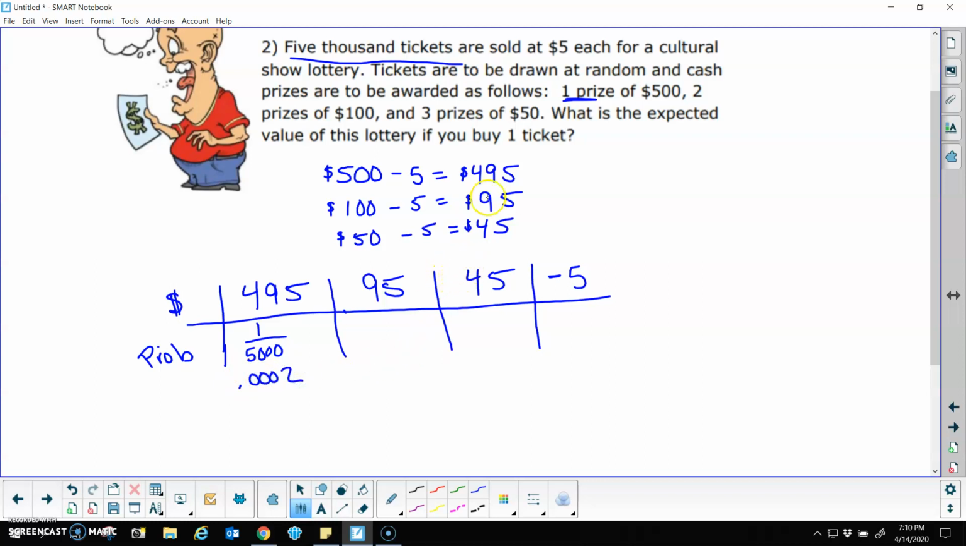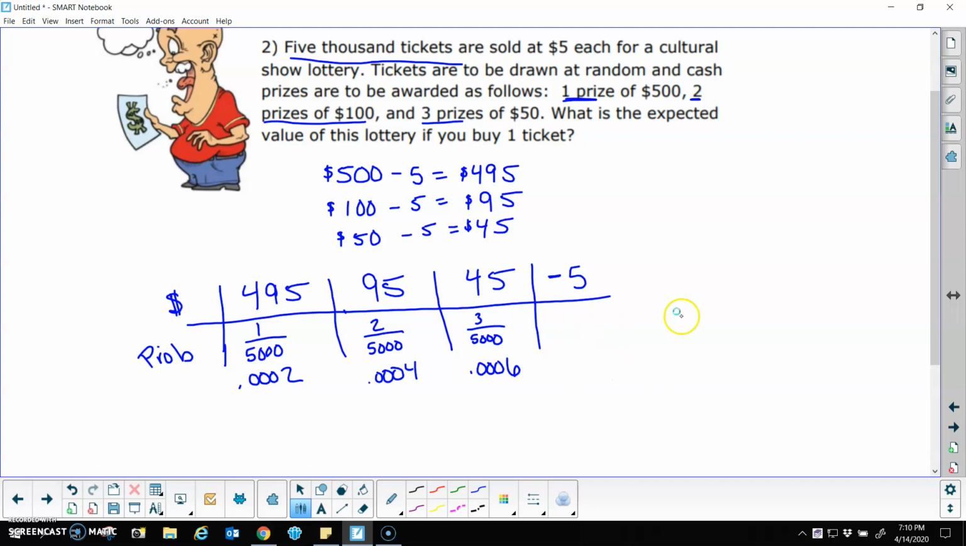Now, how many chances do we have to win $100 or $95? There are 2. So that would be 2 out of 5,000 tickets, and that would be 0.0004. Now, to win $50, we have a better chance of winning, right? There's 3 out of 5,000, and this is going to be 0.0006. So total, there's 6 prizes to be won out of 5,000.